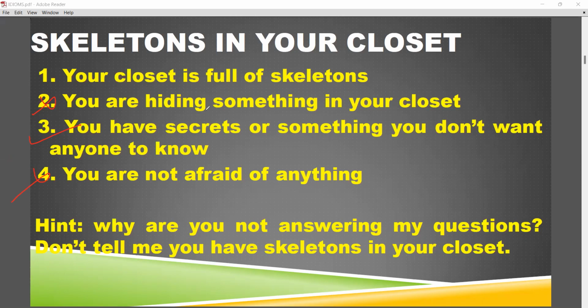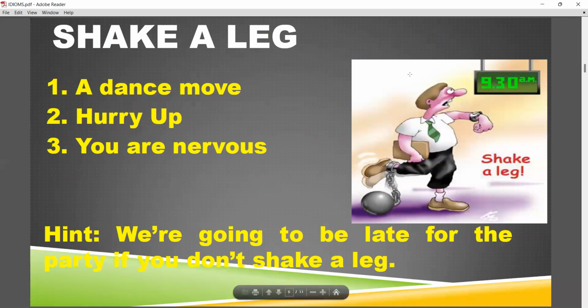Okay, so let's go to the next idiom that we have. So shake a leg. What is it, a dance move? So shake your leg and all that. Is it a dance move? No, not exactly. Shake a leg.